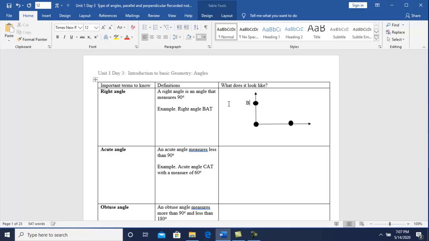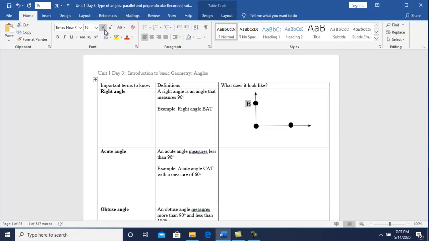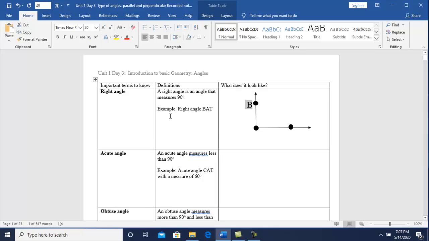So the first letter, we're going to call this B. And we're going to make this letter a little bigger, and pull that down a little bit. Now the second letter we're going to enter in. The middle letter is going to be our vertex, so that's important to remember. And then our last letter is going to be T.